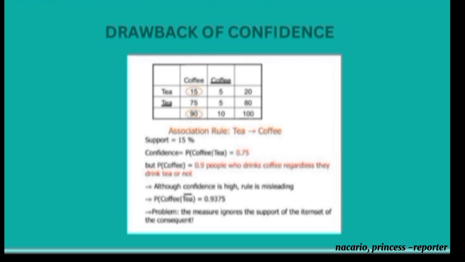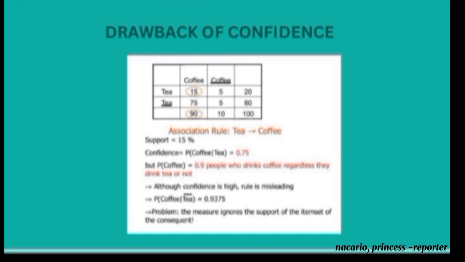The confidence of the rule tea implies coffee is equal to the probability of coffee given tea. That's 15 out of 20, or 0.75. What's the problem? The overall number of coffee drinkers is 90 out of 100, or 0.9, meaning 90% of people drink coffee, even if they don't drink tea.